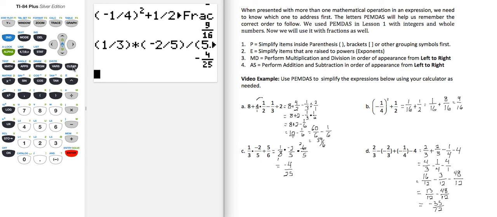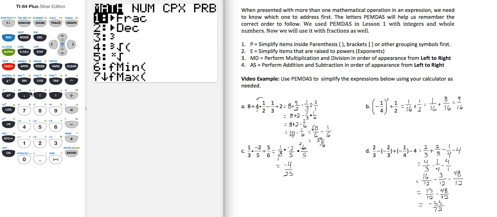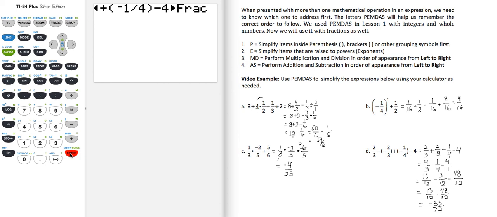Let's double check on the calculator. I'm going to clear everything that's there. I'm going to start with 2/3, and I'm going to put it in parentheses, even though I don't really need to for the first one. Minus parentheses -2/3, plus parentheses -1/4, minus 4. Then I want a fraction as a result, so math, enter, enter, and it confirms my final result of negative 35 over 12.